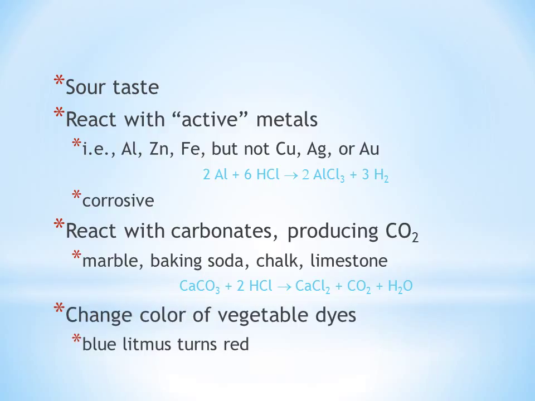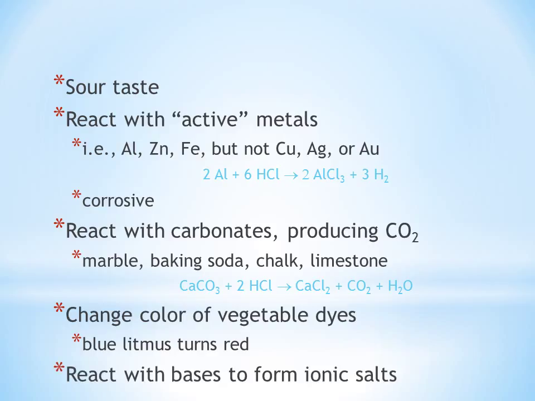And they change the color of vegetable dyes. You've heard the term litmus. Acids will turn blue litmus red, and that is one of the main ways in which you identify whether a compound is acidic or basic, by how it changes the color of litmus. And of course, acids will react with bases to form salts.